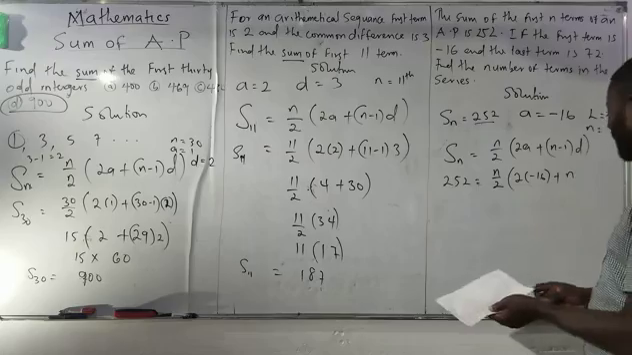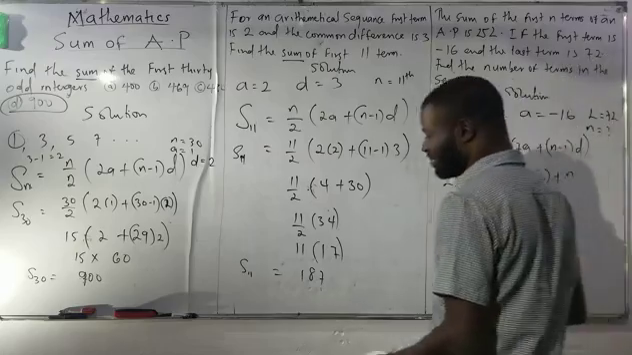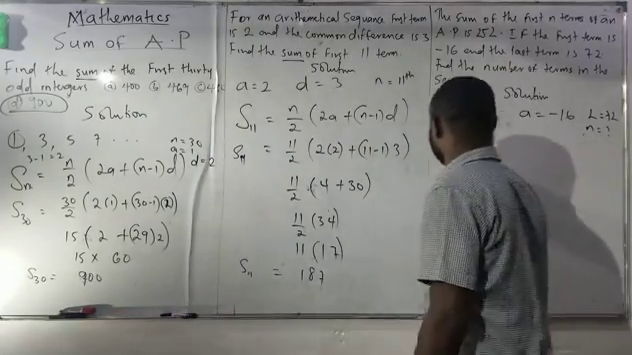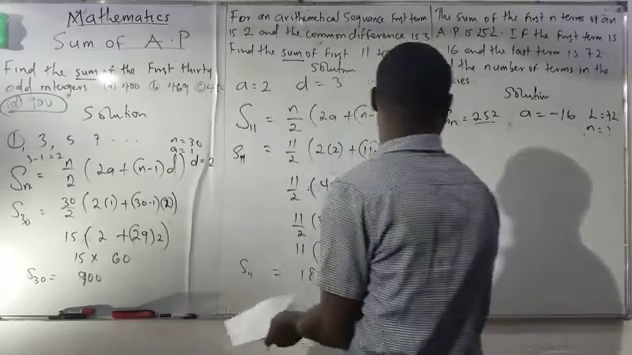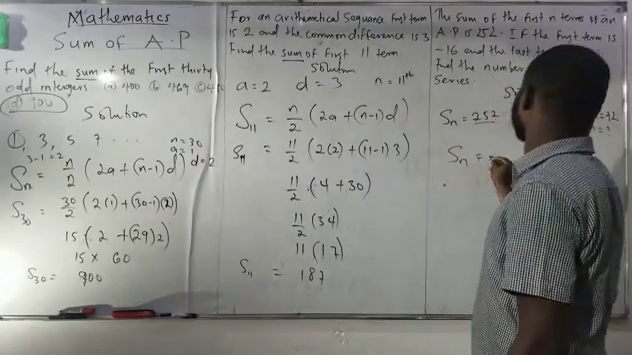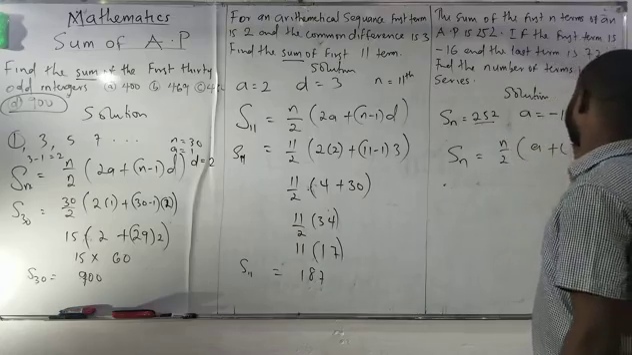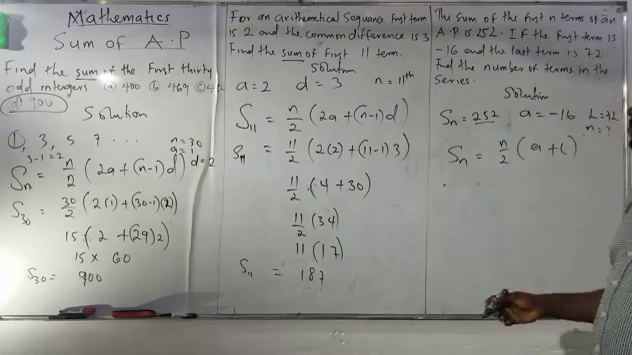Oh, I made a mistake. Sorry, there is a mistake I made there. This is not the formula I'm supposed to use. Now, I'm talking about the sum equals what? n over 2 bracket of a plus l. That is the formula I'm supposed to use.